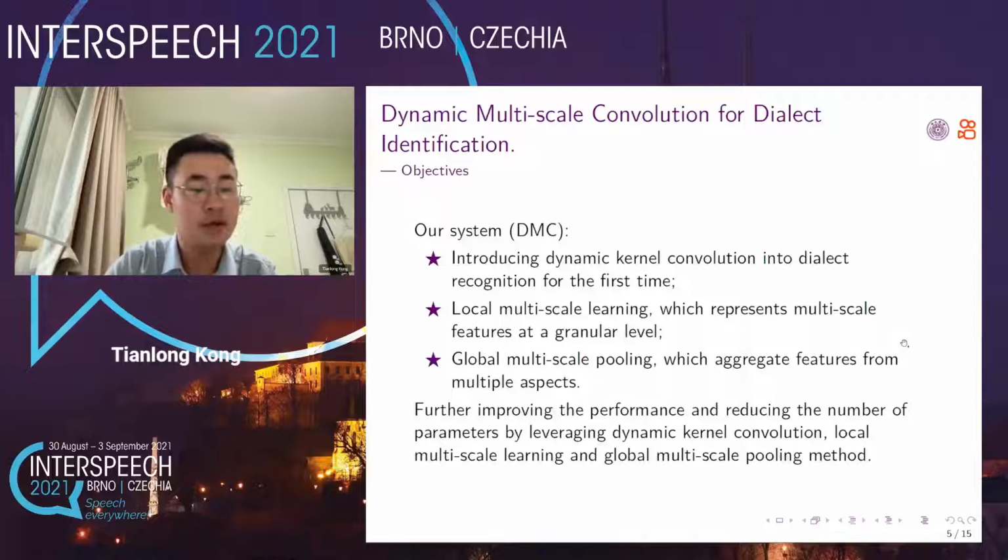To address these shortcomings, we propose a new architecture named Dynamic Muscular Convolution, which consists of dynamic kernel convolution, local muscular learning, and global muscular pooling. This method further improves the performance and reduces the number of parameters by leveraging these notions.